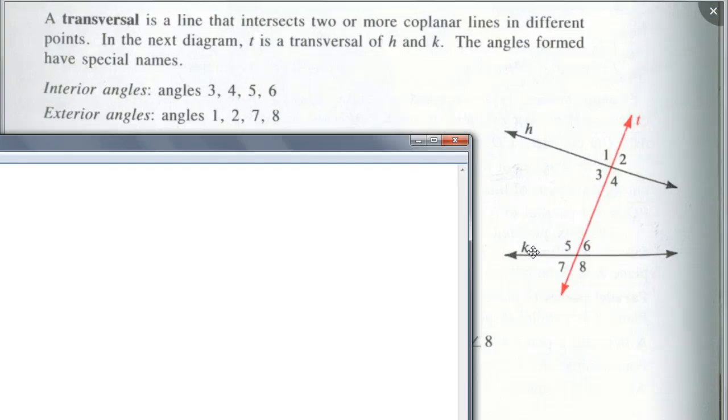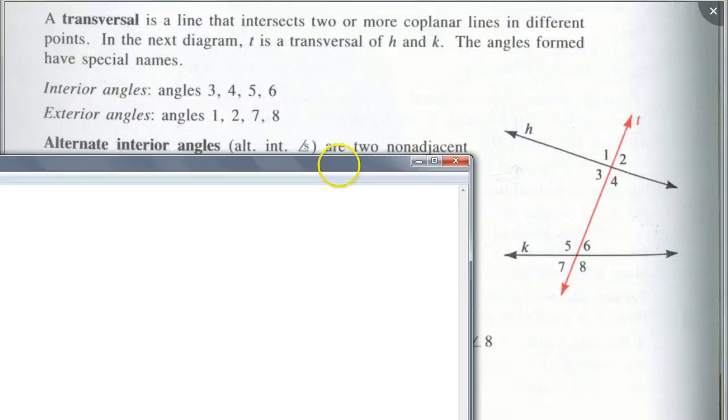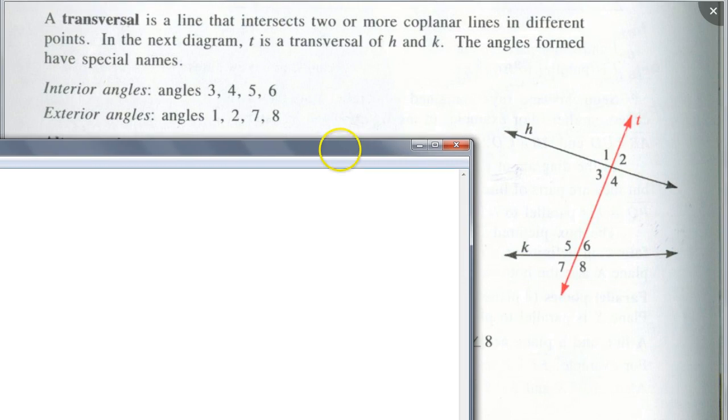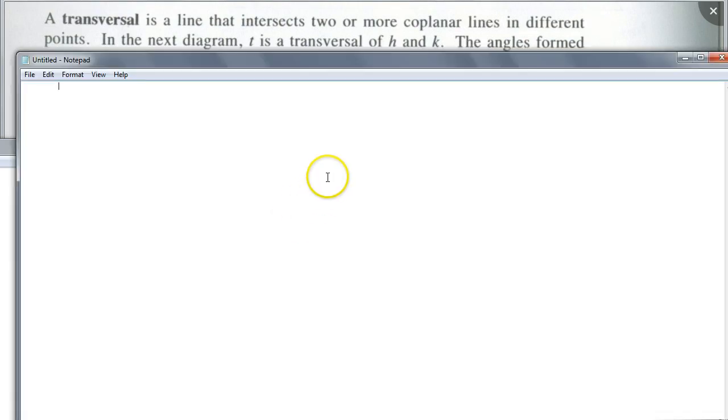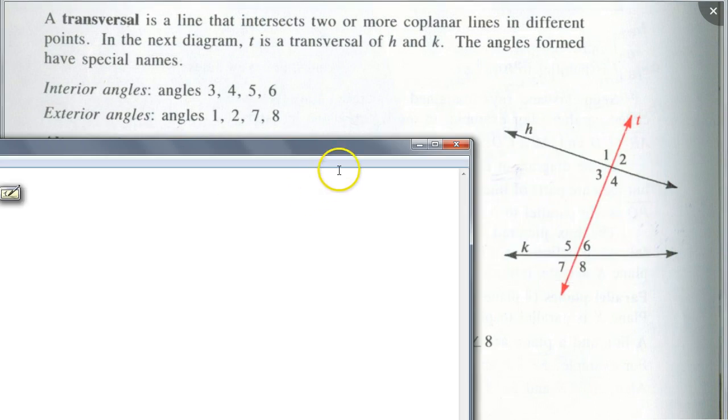Now we're going to classify them a little bit further. There is a special type of interior angles. These angles are called the alternate interior angles. How many people have heard of alternate interior angles before? Very good. Which one of these are the alternate interior angles?